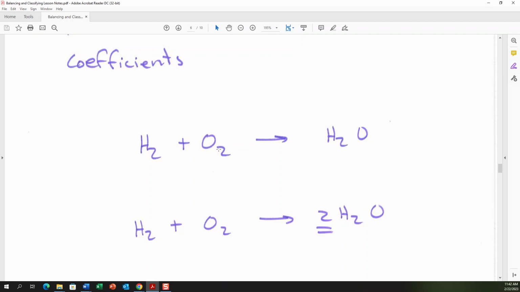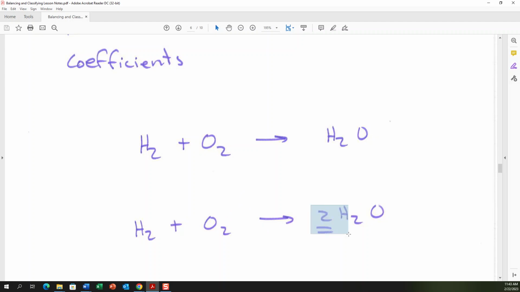But then if I look at oxygen, I got 2 oxygens, but I only have 1. So what do I do? I put a 2 in front of the water. If I put a 2 in front of the water, the coefficient gets distributed through the whole thing. So I would have 2 times 1 oxygens on this side. So 2 oxygens on this side, 2 oxygens on this side. So right now, putting that 2 there balances my oxygen.